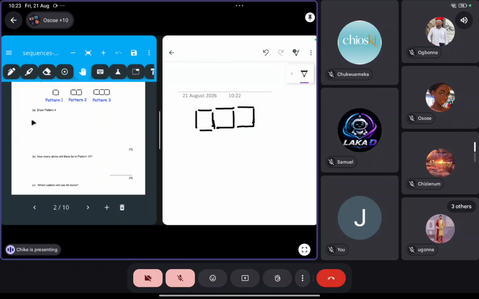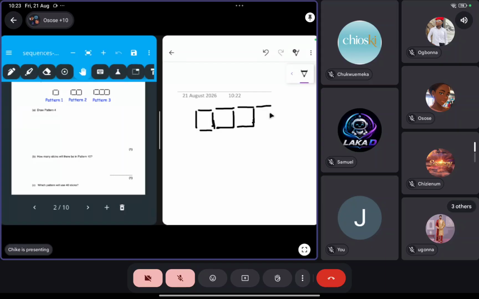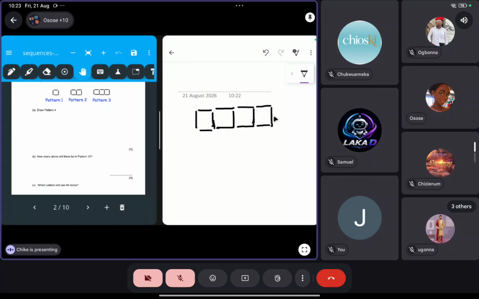Are you following me? Now the next time we should draw pattern 4. Pattern 4 will be easy. Is it not? It's just going to be 1, 2, and then 3. So this is what pattern 4 will look like. Now, the next one says, how many sticks will be in pattern 10? In pattern 4, there are 1, 2, 3, 4, 5, 6, 7, 8, 9, 10, 11, 12, 13. So, in pattern 4, there are 13 sticks.